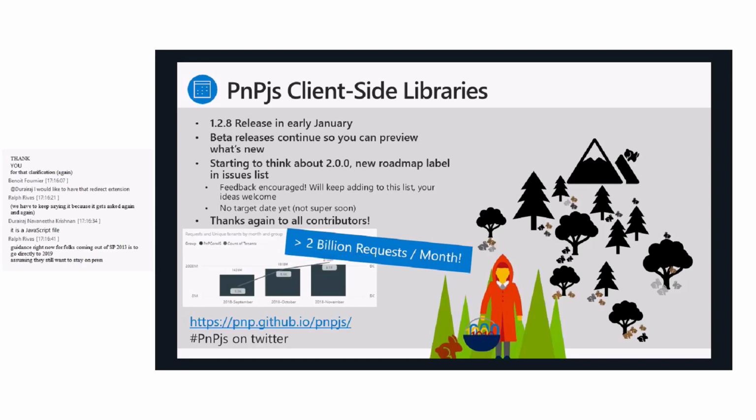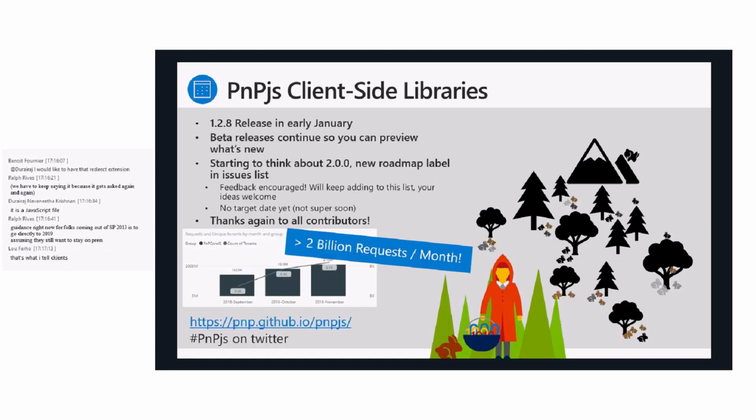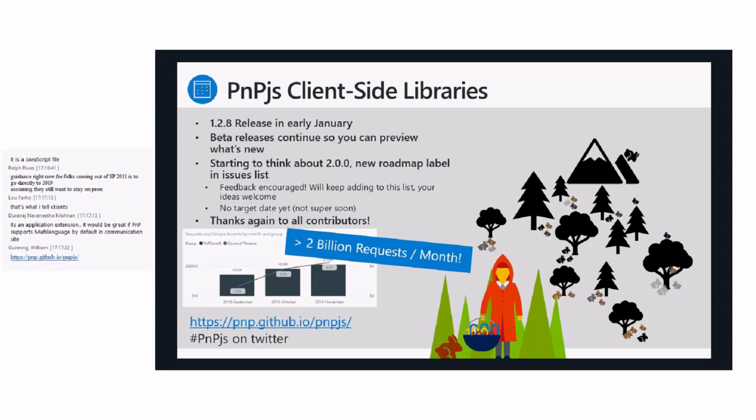So again, apologies for my voice today, everybody. Quick updates on the PnP JS client-side libraries. We'll have the 1.2.8 version going out in early January. I think the date is January 11th. We are still doing beta releases, so you can always preview what's new. Those are generally coming out on Friday, but sometimes at other times, if we get some good functionality added in, I'll push out a beta release for that. So that's always a good way to check out what's new and what's latest through those beta releases.